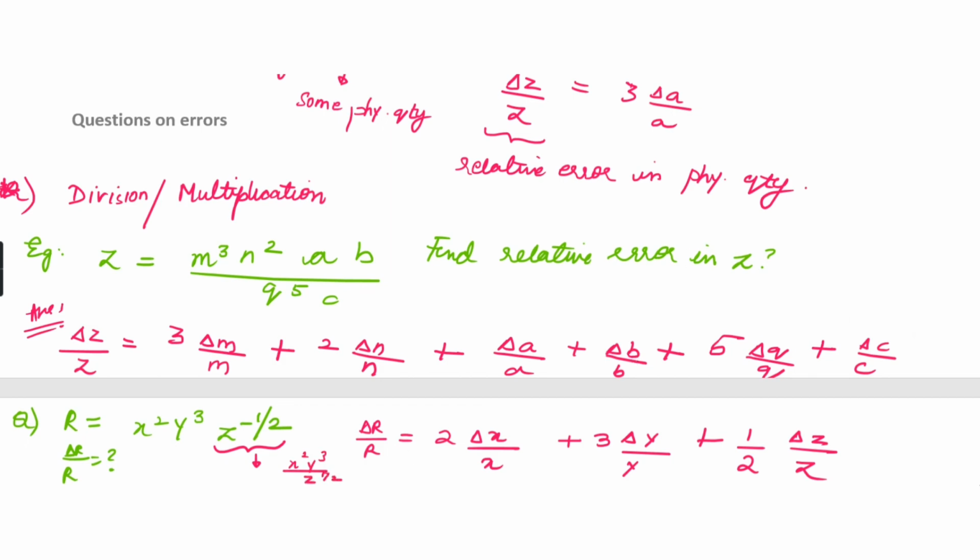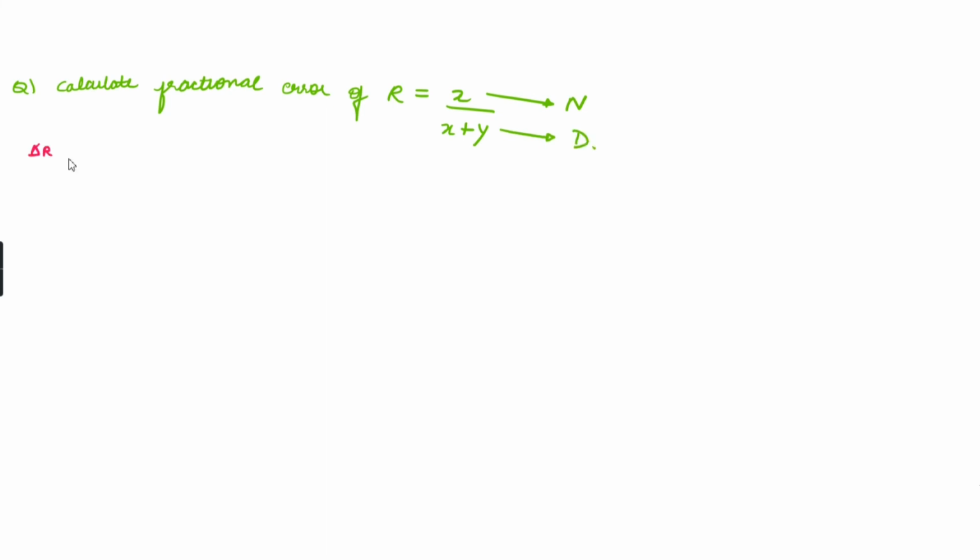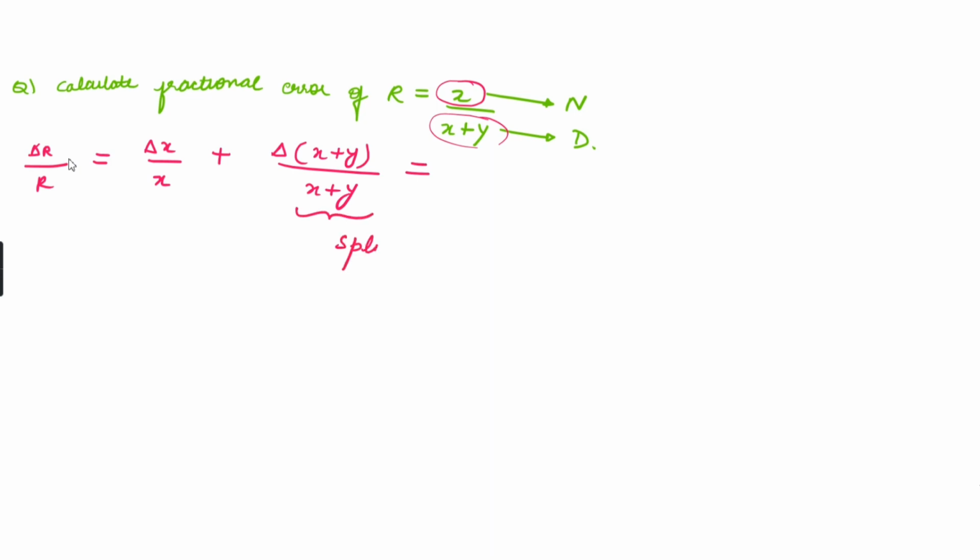Now I give you another question. Calculate the fractional error of this physical quantity r, where r is equal to x plus x by x plus y. So now what do we do? Del r by r is equal to del x by x plus the numerator term as such, plus del x plus y is the term in the denominator. So you write that as such, del x plus y by x plus y. Now what should you do? Split this. So solving it, what will we get?